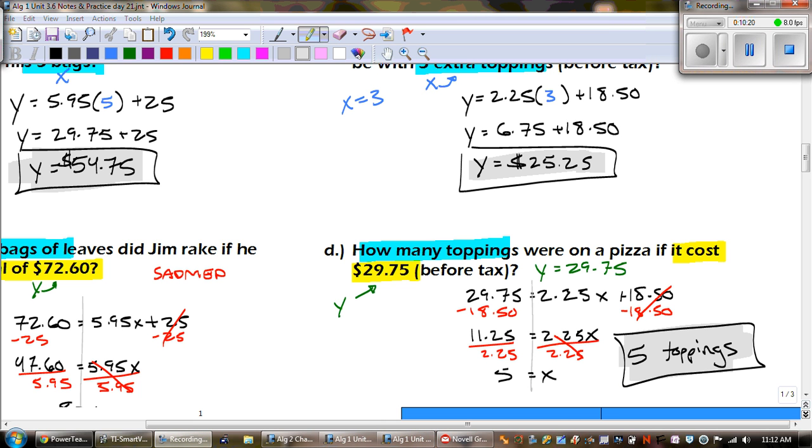Okay, so for C, you get $25.25. And then for D, we get 5 toppings.